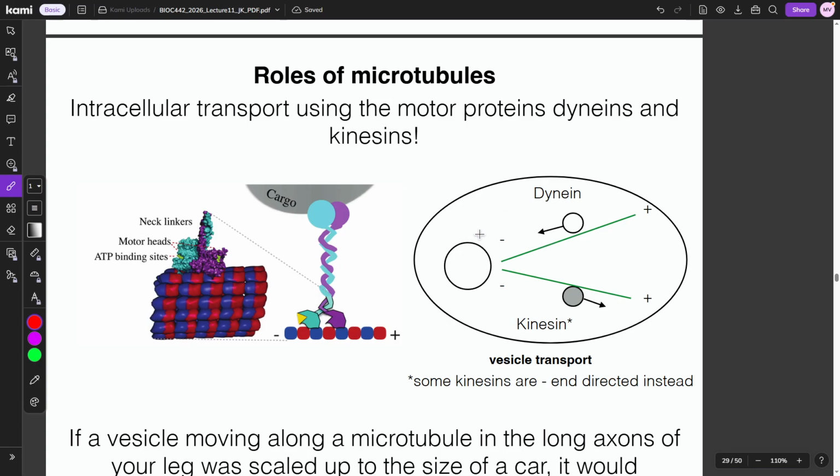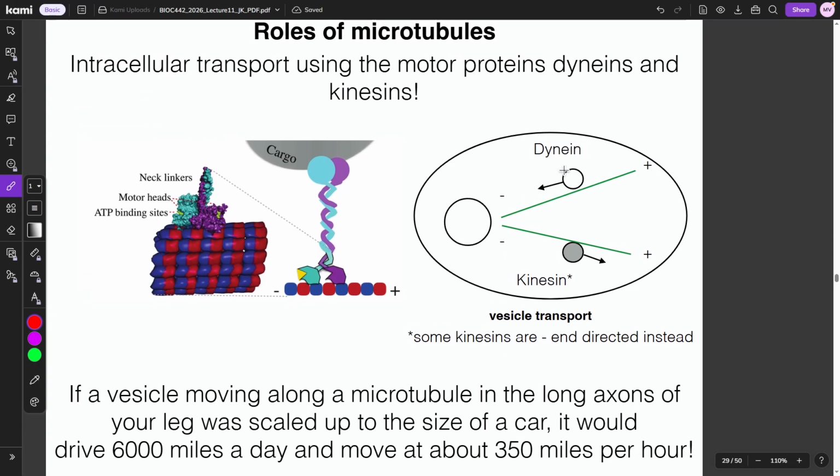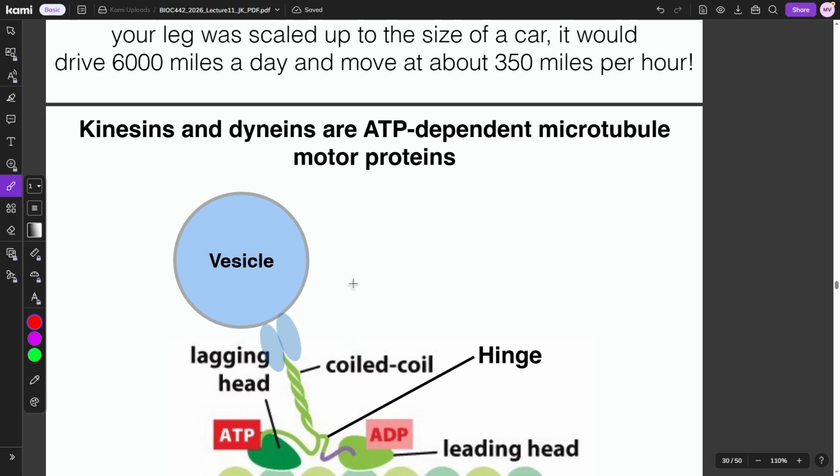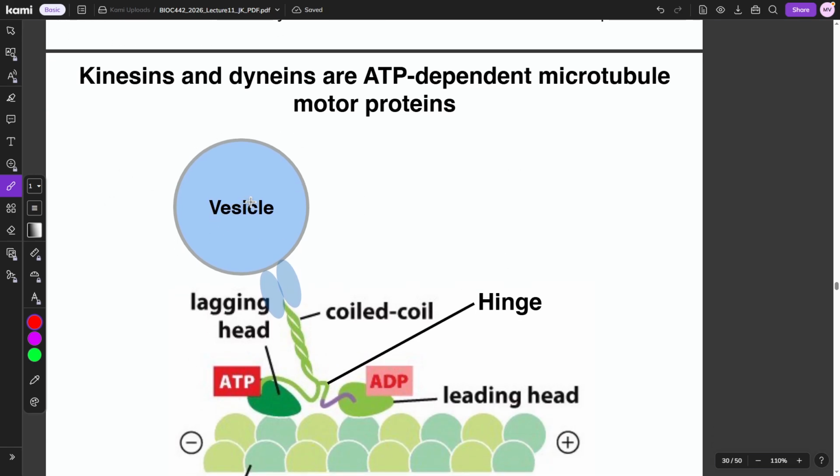Again, already talked about this. Dynein moves towards the negative end and kinesin moves towards the plus end, and they are involved in vesicle transport. It does say that some kinesins are minus end directed instead, but honestly, that's maybe something you put on your note card and forget about it. I've already talked about how kinesin and dynein move in terms of their mechanisms, so I'm not gonna harp on that.